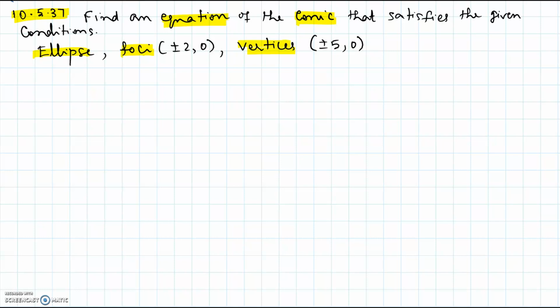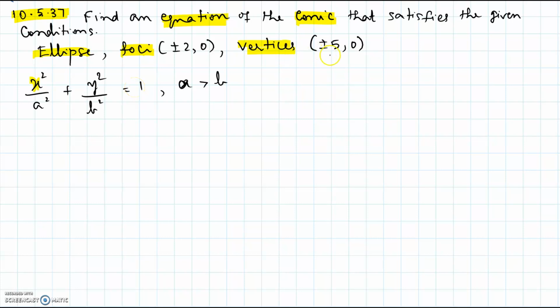The generic equation of the ellipse with center at the origin is of the form x squared over a squared plus y squared over b squared equal to 1, and if it is elongated along the x-axis, a will always be more than b. So that is the condition. So this is the ellipse for center at the origin.